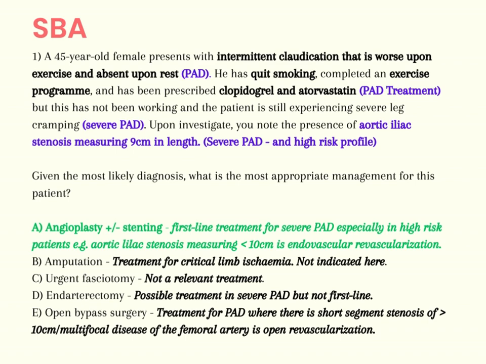And if it was more of a long segment stenosis of over 10 centimeters, or if it was in the common femoral artery, then we would want to go for the open revascularization, such as an open bypass surgery. But here it's a short segment in the aortic iliac, so we want to do endovascular revascularization surgery, which is angioplasty or stenting.